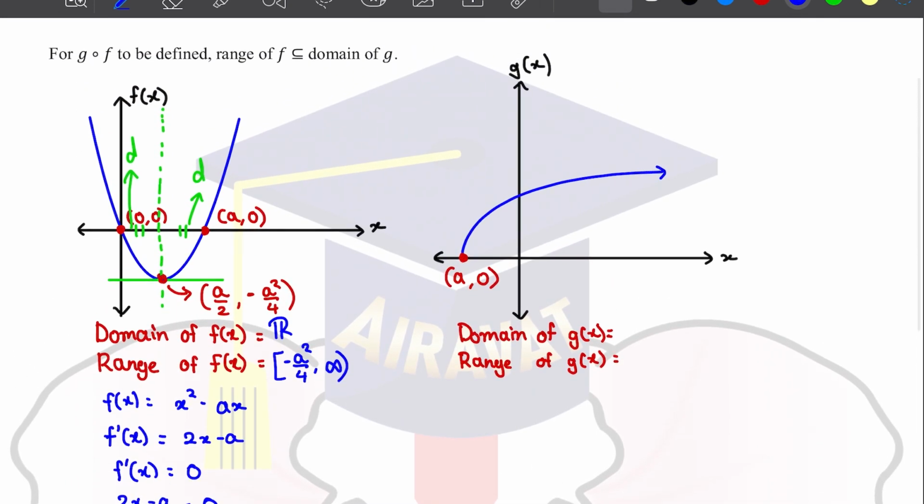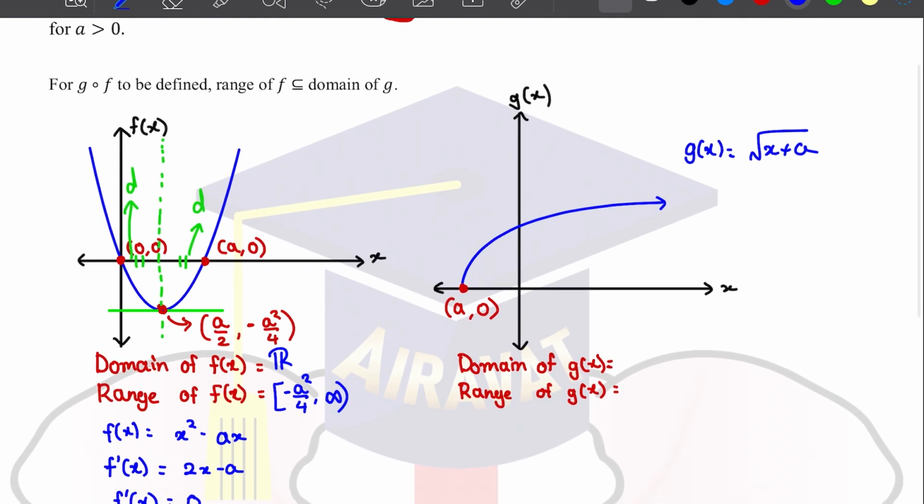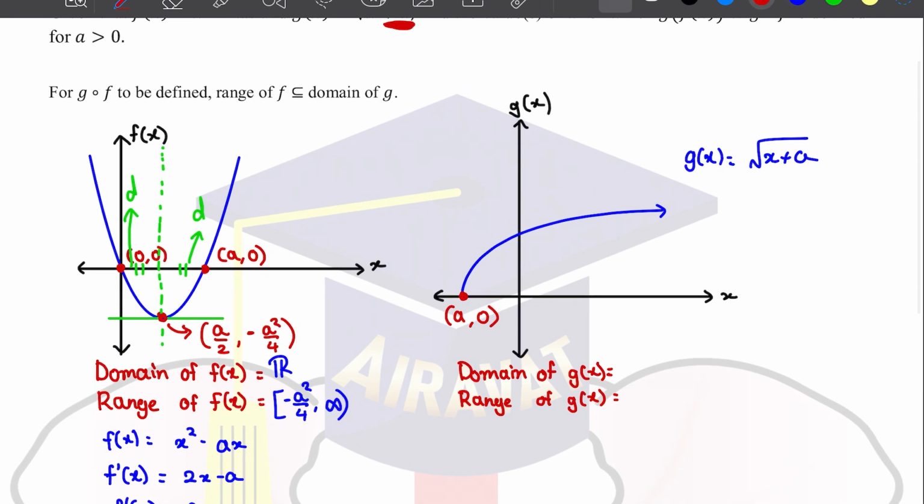Well, g of x is a square root graph, as you can see. So g of x is equal to square root of x plus a. Now we know that for this square root graph to be defined, the inside term, which is this term over here, has to be greater than or equal to 0. If x plus a was to be less than 0, then there would be no real solution. There will be complex ones, but not real ones. Since this is Methods, we only focus on the real solutions.